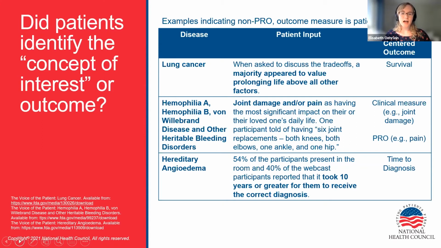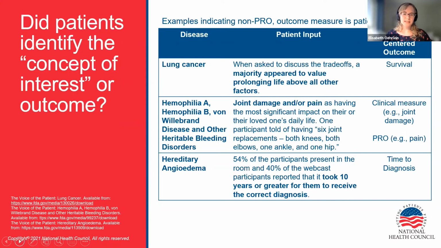And then pain would likely be measured with a patient-reported outcome. So both of those would be patient-centered outcomes in this particular example. And then here's another example from hereditary angioedema.